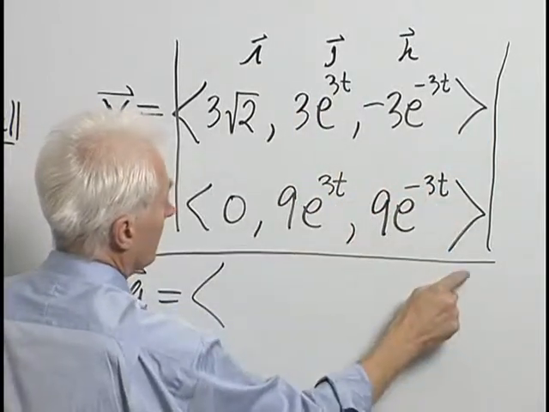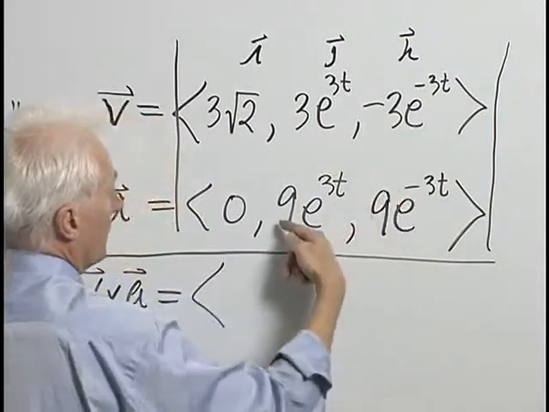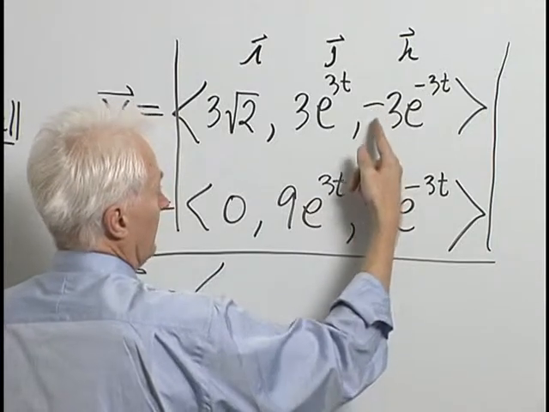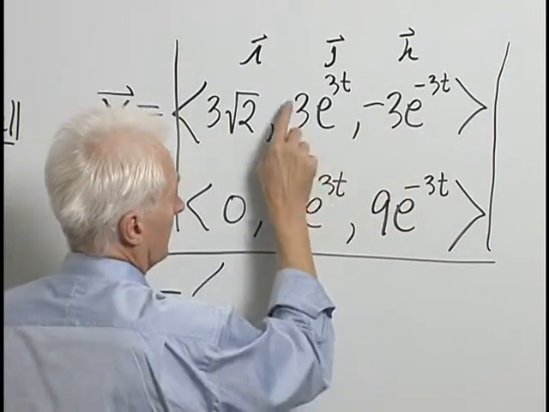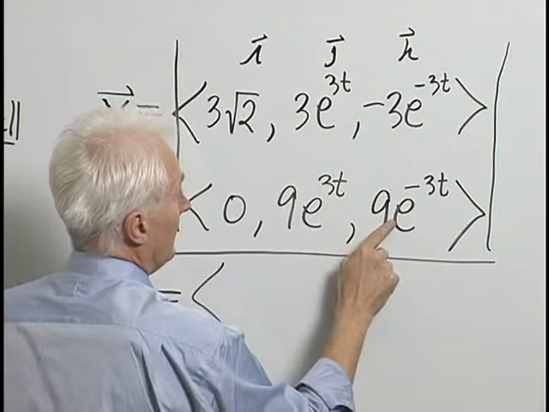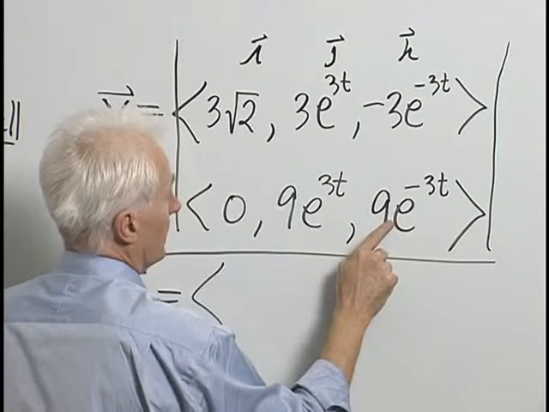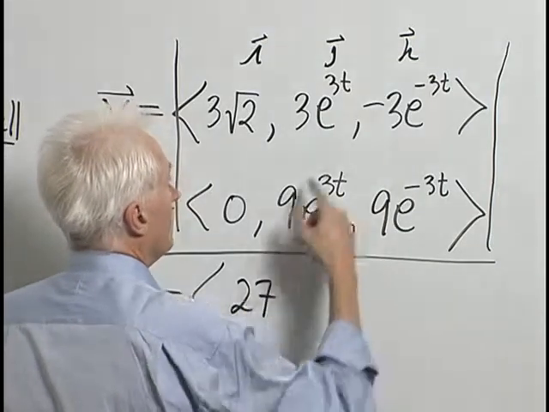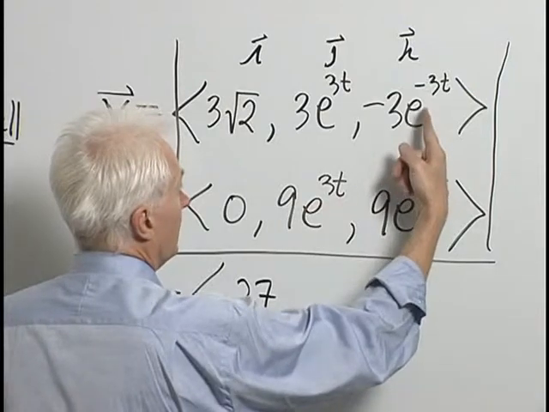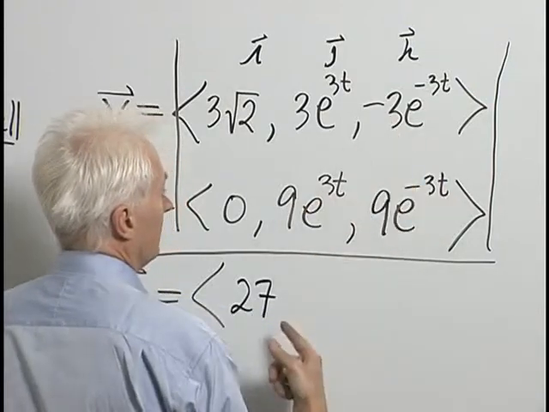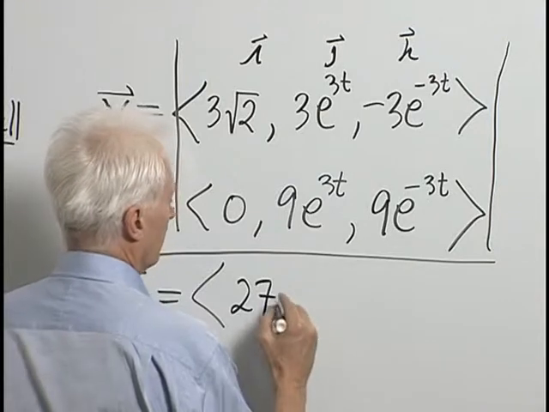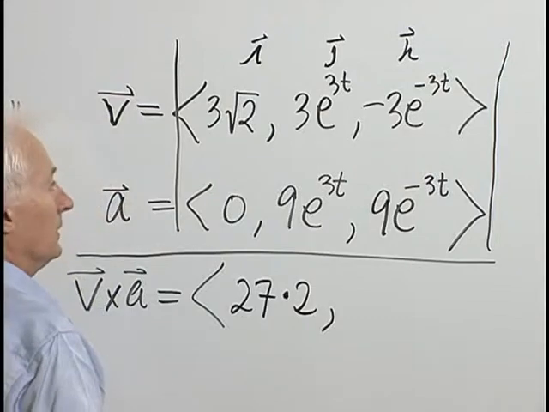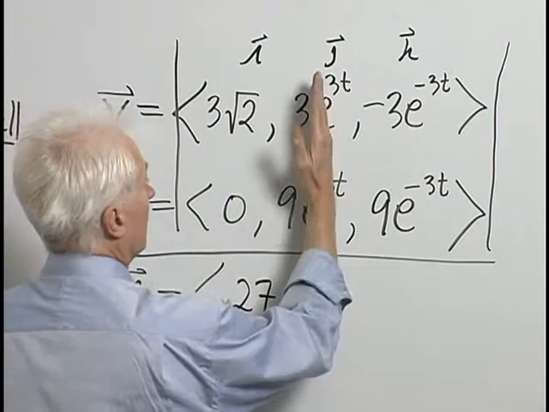That's this product minus this product. Of course, minus this product, notice there's a negative 3 here. That's a negative is positive. So in effect, it's 3e to the 3t times 9e to the negative 3t, which is 27, minus, same thing, e to the 3t times e to the negative 3t is 1, 9 times minus 3 is negative 27, so minus a minus 27 is another plus 27, so we have 27 times 2. Pretty easy there.